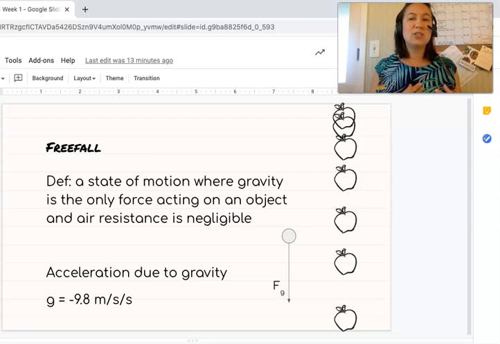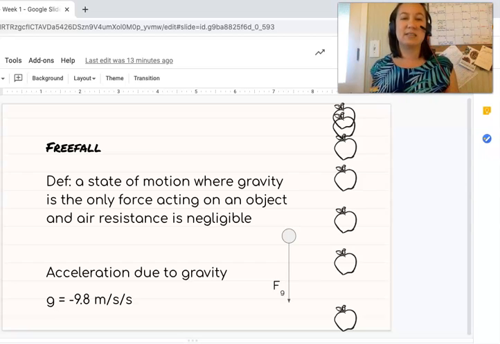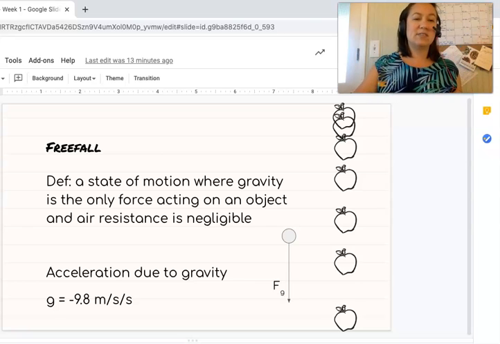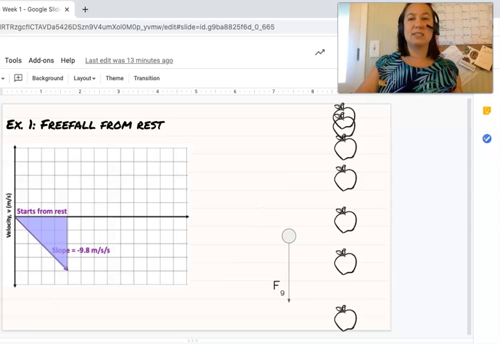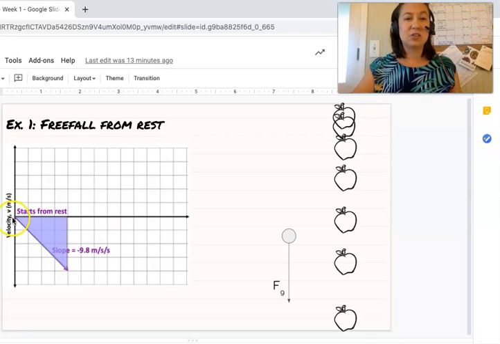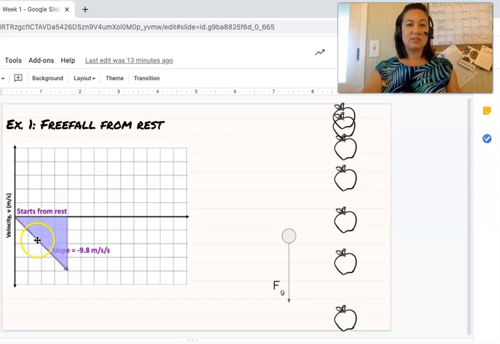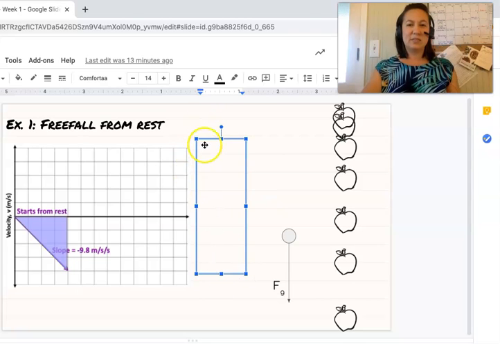So all objects in a gravitational field accelerate at negative 9.8 meters per second every second. What that means is if I do take like the apple, for instance, and I drop it from rest, it would start at rest and every second would travel faster and faster and faster in the negative direction. So let us add some things here.